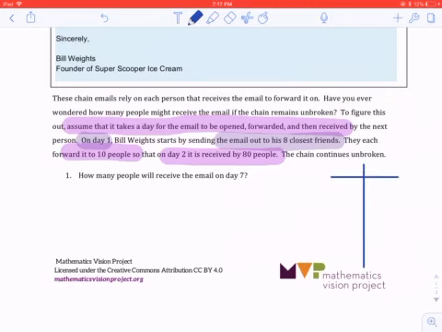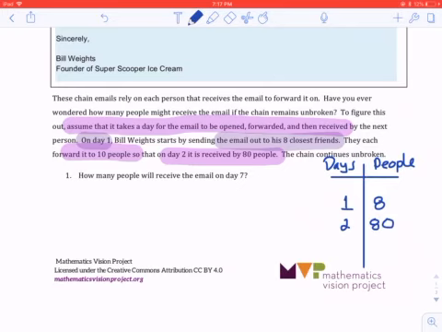Now, as I mentioned before, time is usually going to be your input. So I'll put days right here. And over here, I'm going to put people. So we know on day 1, it was sent to 8 people, 8 of his closest friends. On day 2, they each forwarded to 10 people, so by day 2, 80 people received the email.